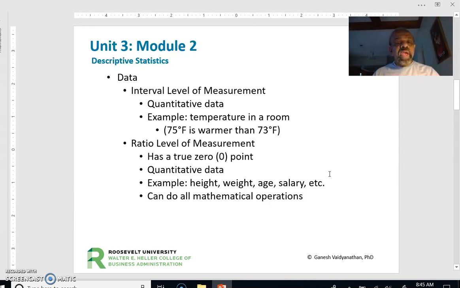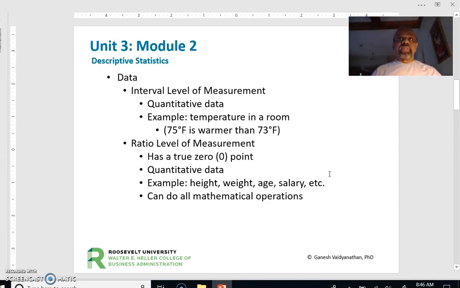The ratio level has a 0 point. For instance, the same thing, the temperature of the room, I can set it to a level where the bottom level is 0 and the top level is 120. And now I have something which is 75 degrees. So 75 degrees is in between 0 and 120. I can say that 75 is a little warmer than 0 degrees, which is really cold, and it is cooler than 120 degrees, which is really, really hot.